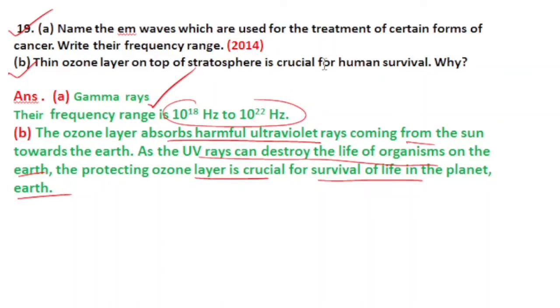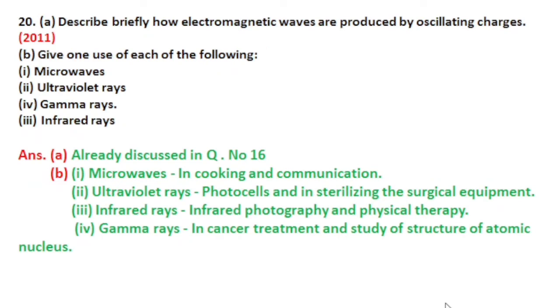Now, after question number 19, next question number 20. Question number 20 is, describe briefly how electromagnetic waves are produced by oscillating charges. It came in the year 2011. So we already discussed how electromagnetic waves are produced. What is the main source of electromagnetic waves? Yes, oscillating charge is responsible for producing electromagnetic waves. So this question was already discussed in question number 16. You refer to question number 16 for the answer of this question, right?